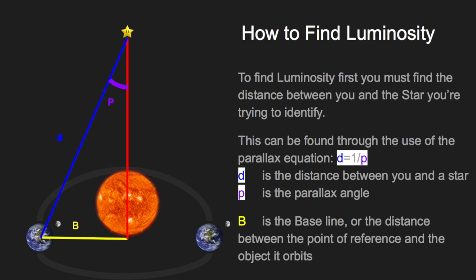How to find luminosity. To find luminosity, first you must find the distance between you and the star you're trying to identify. This can be found through the use of the parallax equation d equals 1 over p. D is the distance between you and a star. P is the parallax angle. B is the baseline, or the distance between the point of reference and the object it orbits.